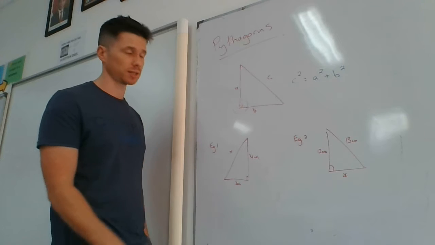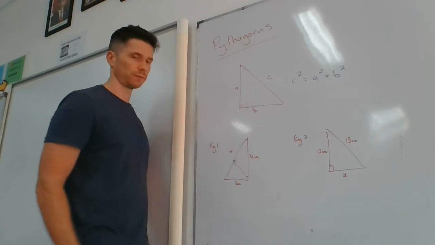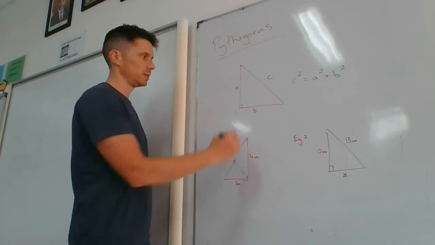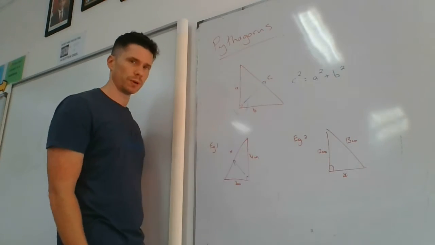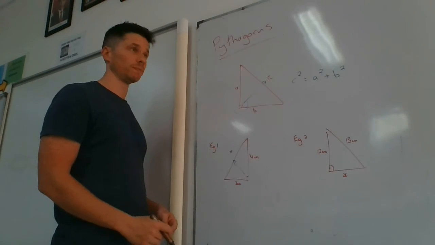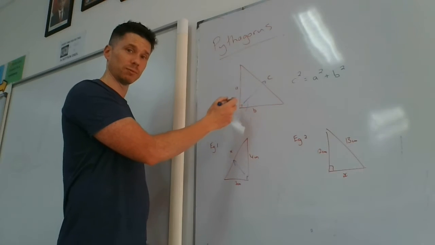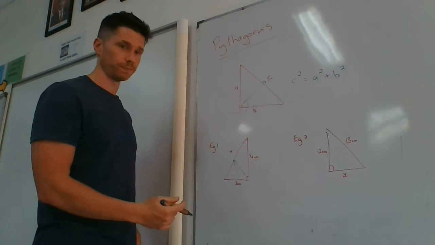How do I know it's the longest side? Well, it's across from the right angle. See this one? It's across from the right angle. That means it's the biggest side. Because it's the biggest angle in the triangle, it would have the biggest side opposite.